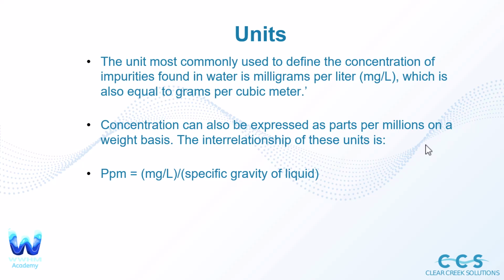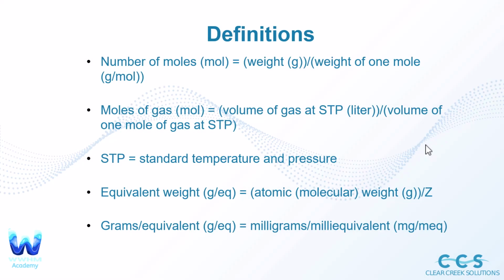Concentration can also be expressed as parts per million on a weight basis, and the interrelationship of these units is as follows. Parts per million equals milligrams per liter divided by the specific gravity of liquid. If you want to learn about specific gravity, go find some of our earlier lessons on our channel. So what are some additional definitions here?